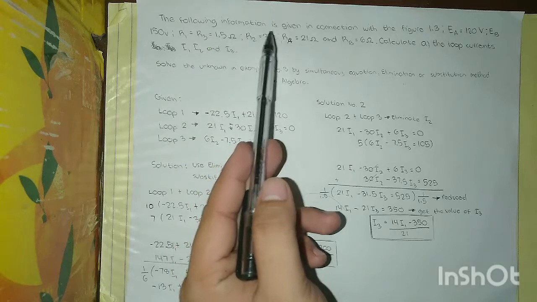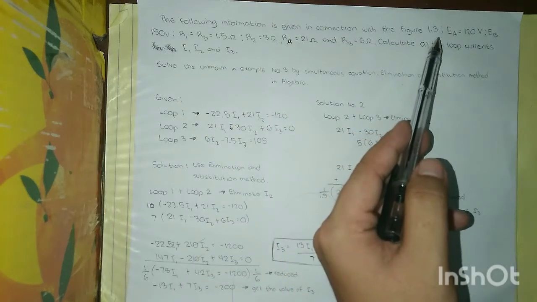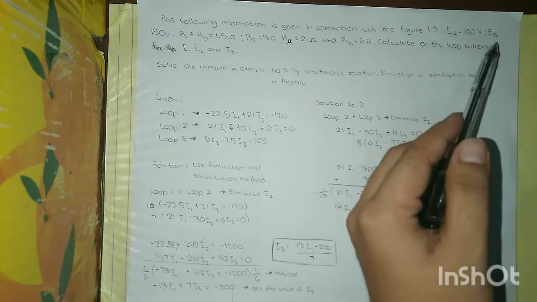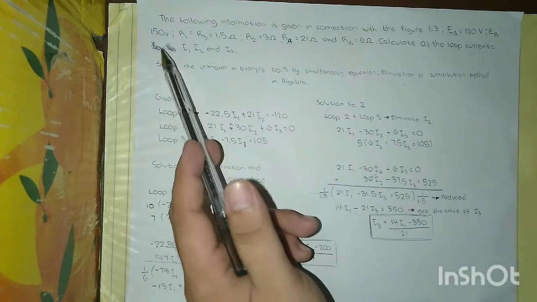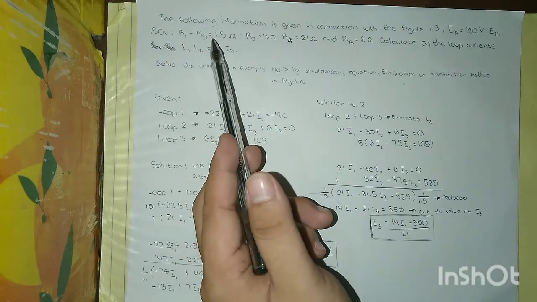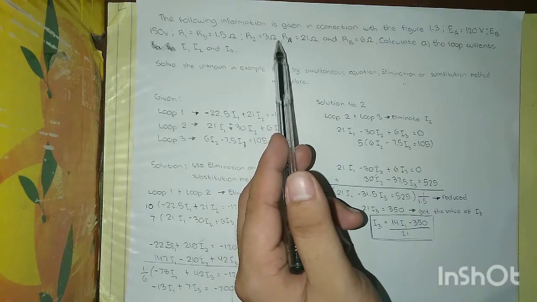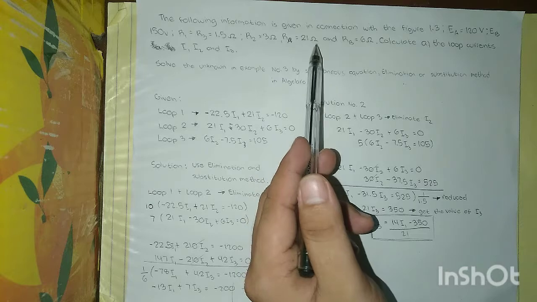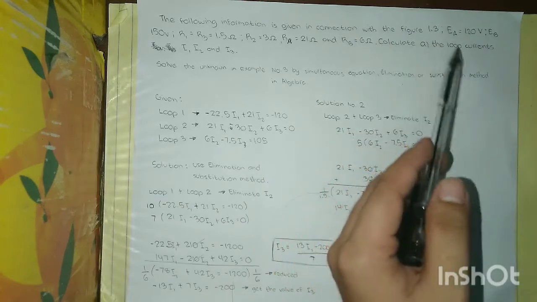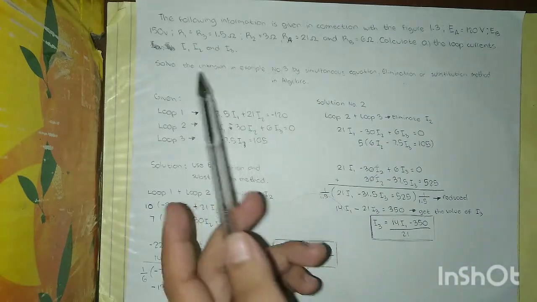The following information is given in connection with figure 1.3, which has a battery A equal to 120 volts and battery B equal to 150 volts. R1 and R3 are equal to 1.5 ohm, R2 is equal to 3 ohm, RA is equal to 21 ohm, and RB is equal to 6 ohm. Calculate the loop currents I1, I2, and I3.